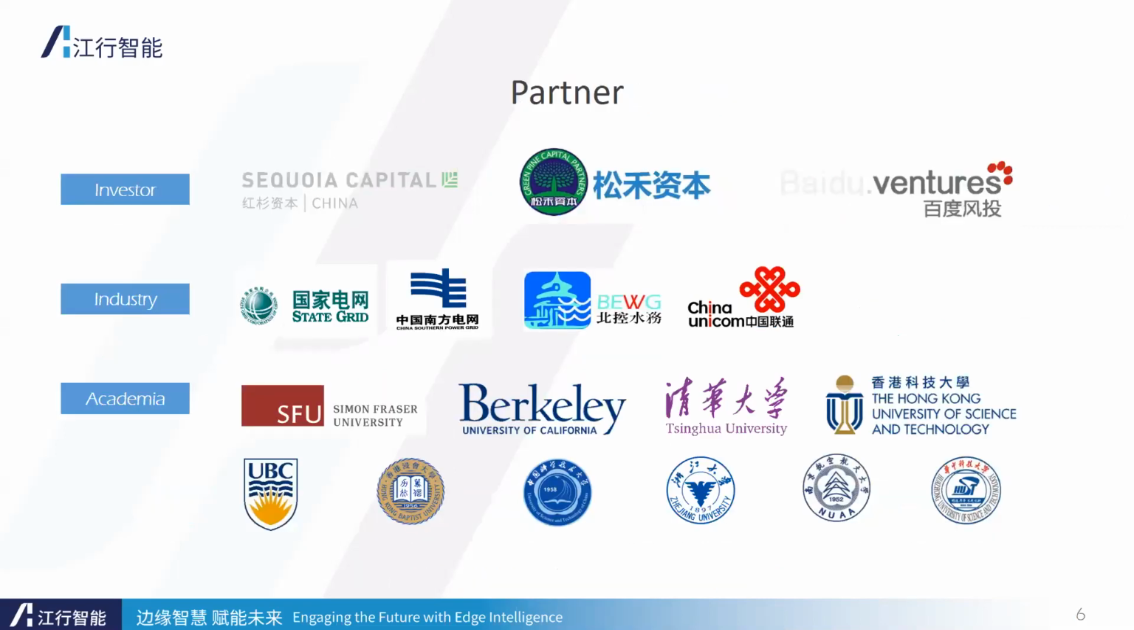Our partners can be classified into three types. The first one is our investors. It contains Sequoia Capital, Green Pan Capital, and Baidu Ventures. They provide suggestions for our development direction or company direction. The second type is our industrial customers. They give us suggestions for our products and solutions. It contains State Grid, China Southern Power Grid, Beikong Water Group, and China Unicom. The third part comes from academia, such as Simon Fraser University, Tsinghua University, the Hong Kong University of Science and Technology, and other top universities. The professors in these universities give us research topic suggestions and other research directions.